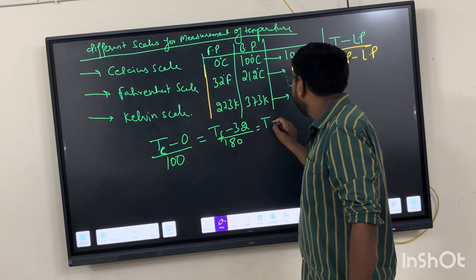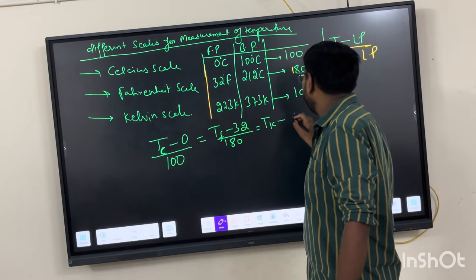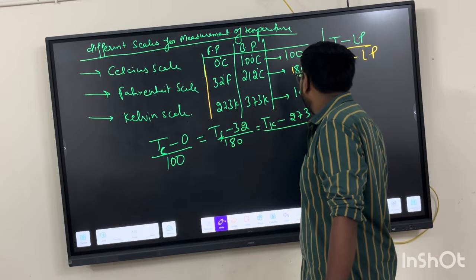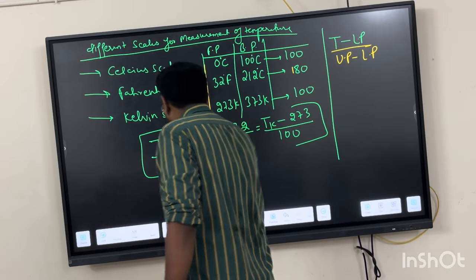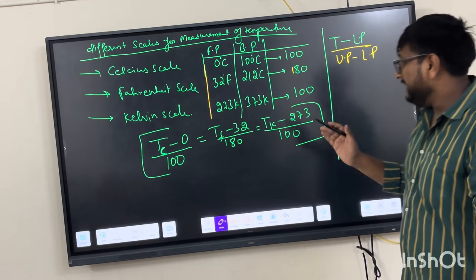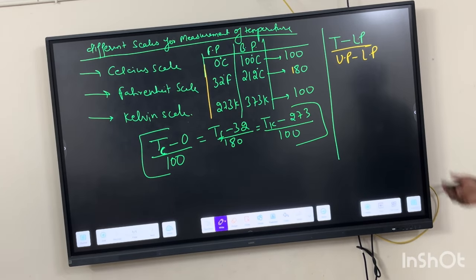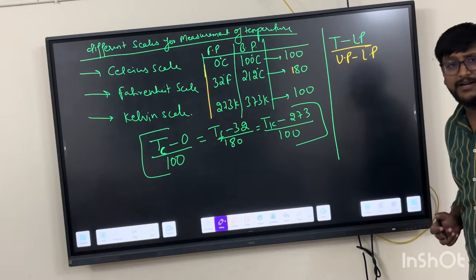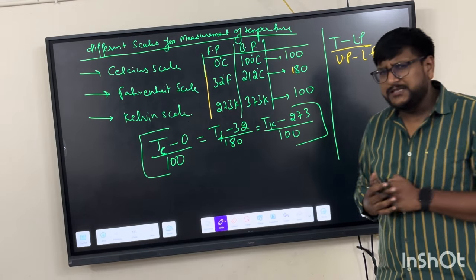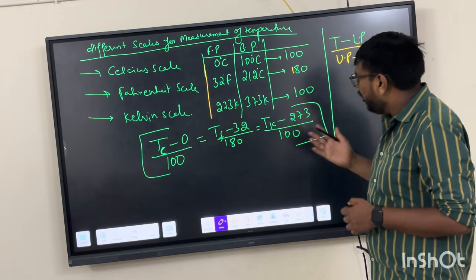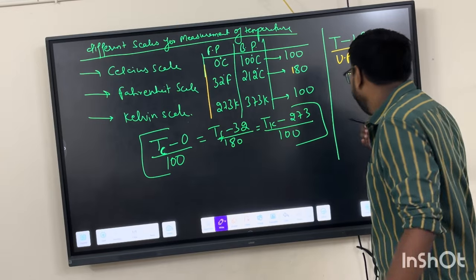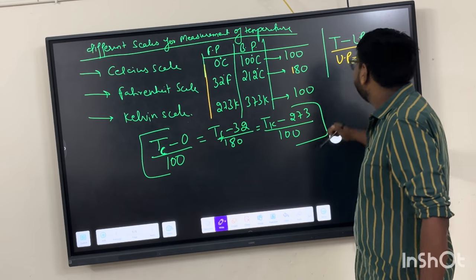Similarly we will write (Tk minus freezing point, that is 273) divided by the difference, that is 100. So like this we will give our relation. So (Tc minus 0) by 100, (Tf minus 32) by 180, (Tk minus 273) by 100. Now, if any other scale is also there, not only Celsius, Fahrenheit and Kelvin, we can equate this with any other scale also.